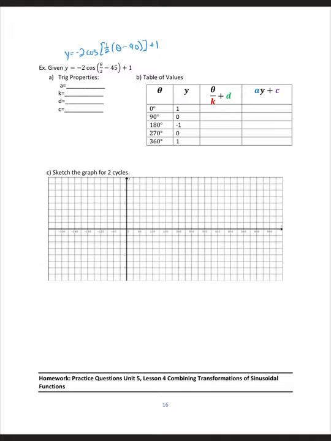Okay, so pause the video, see if you can identify the trig properties, fill out your table of values, and graph 2 cycles.